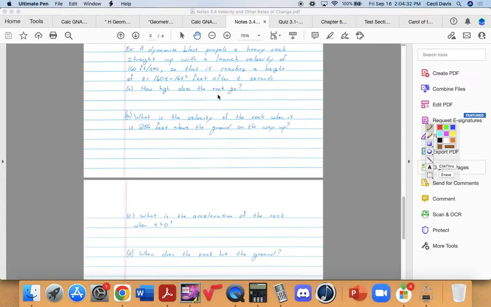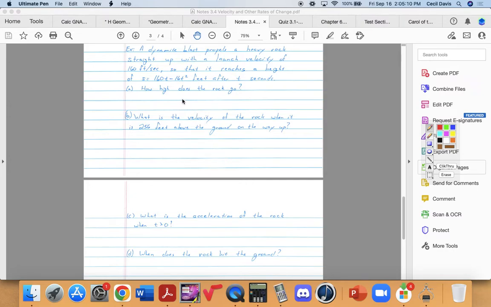All right, so let's see. A dynamite blast propels a heavy rock straight up with a launch velocity of 160 feet per second so that it reaches a height of s equals 160t minus 16t squared feet after t seconds. By the way, this negative 16t squared has to do with acceleration due to gravity. That's what affects this. If there was no gravity, then it would just continue going at that speed forever.